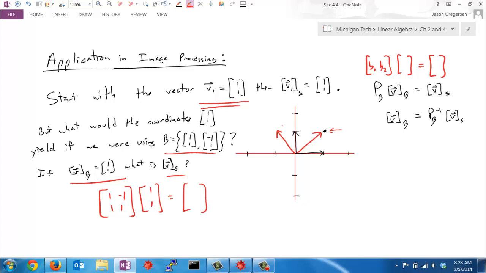So then I do the product here. 1 times 1 is 1, -1 times 1 is -1. When I add them, I get 0. And when I finish the multiplication, I get 2 in the second entry. So 0, 2 is right here, so that makes sense to me visually.